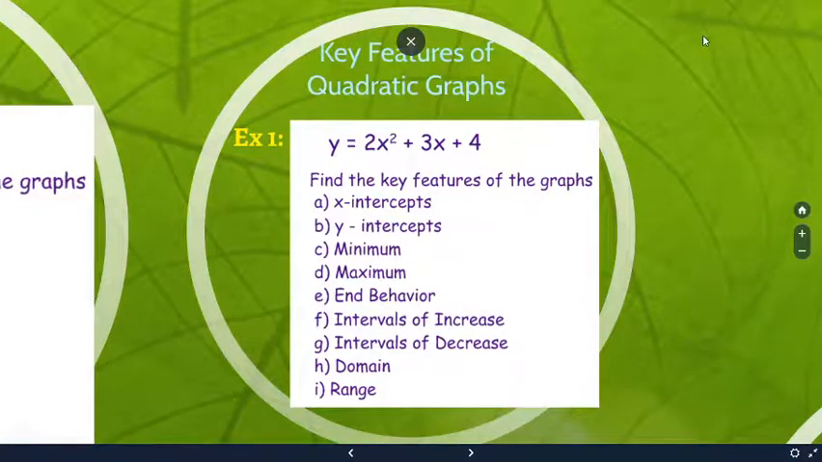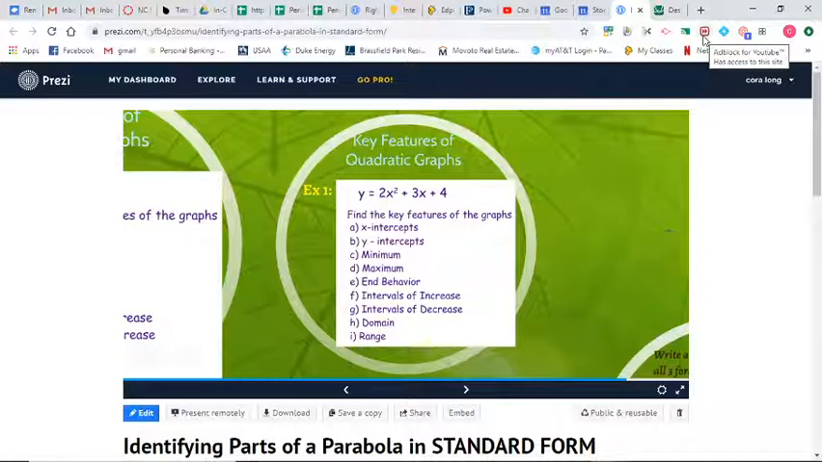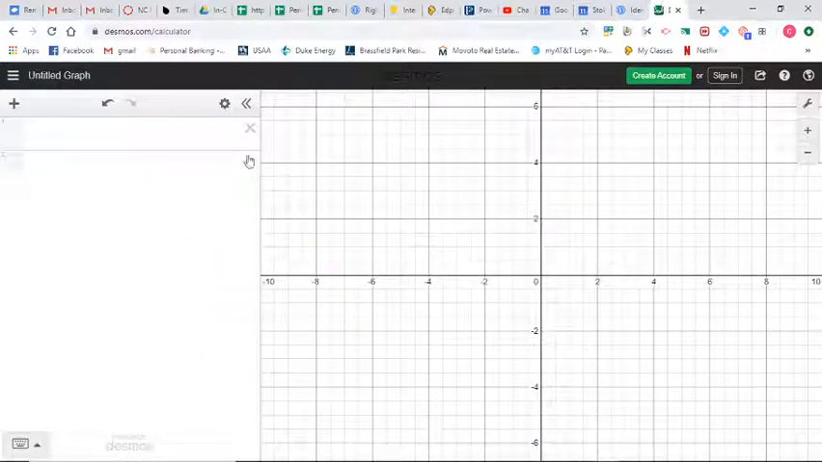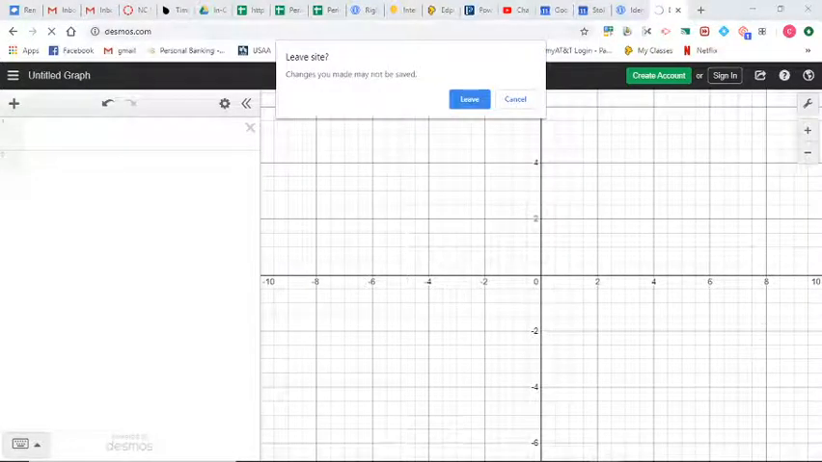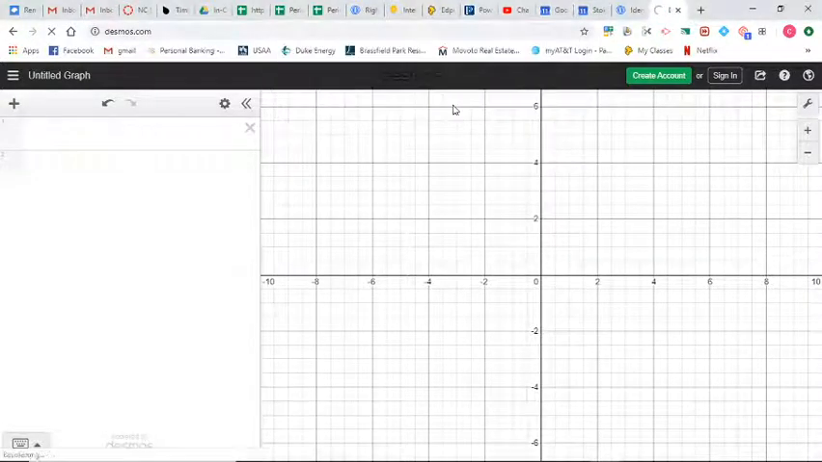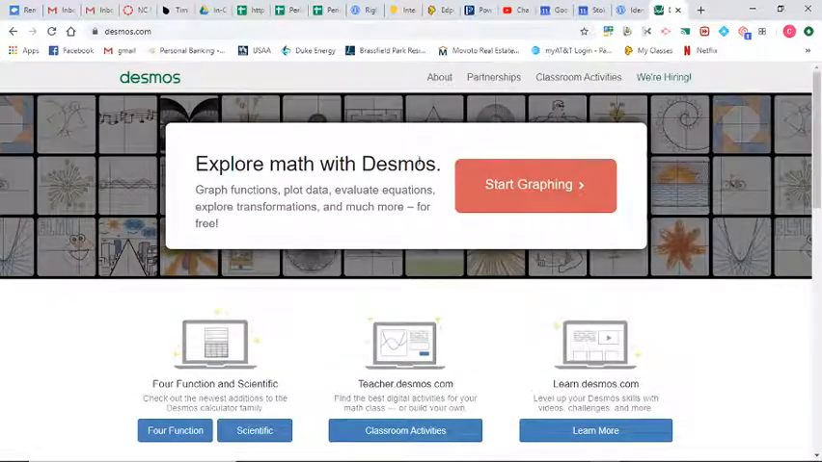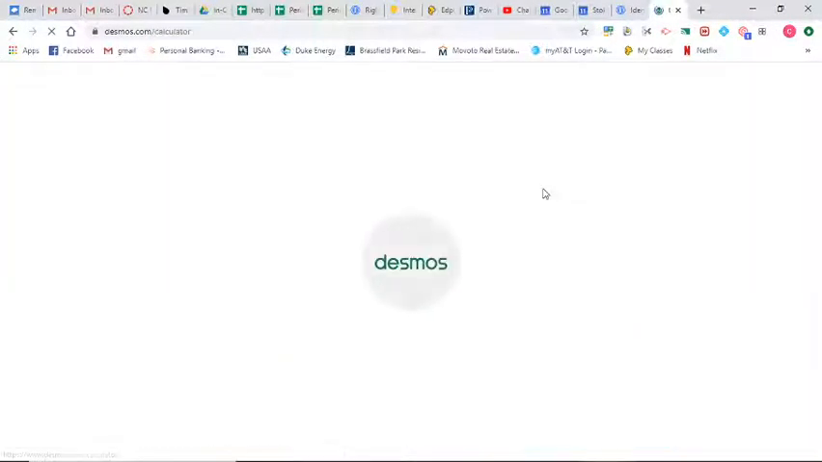Okay, so at this time, please make sure you pull out your graphing calculator. You also need to, on your Chromebook, type in Desmos.com. So Desmos.com. Okay, and when you click on Desmos.com, don't forget, it'll take you to a screen that looks like this. Okay, and then when you get there, you click Start Graphing.